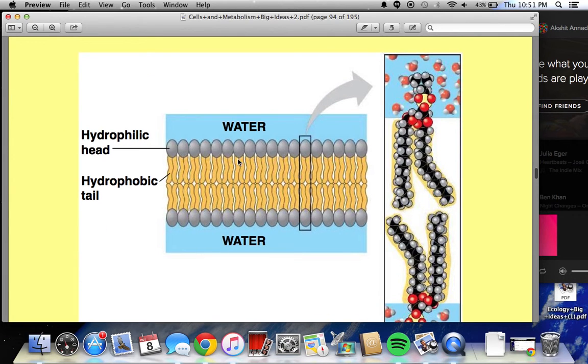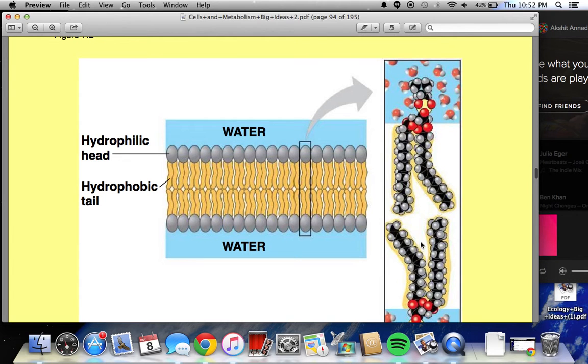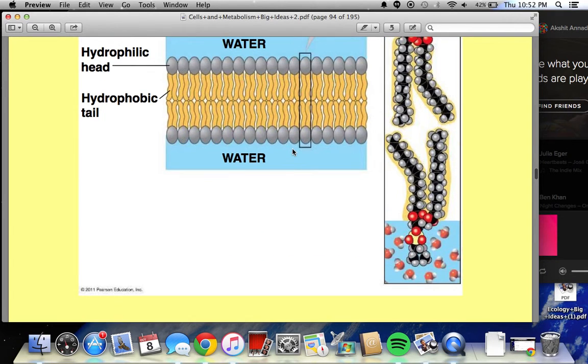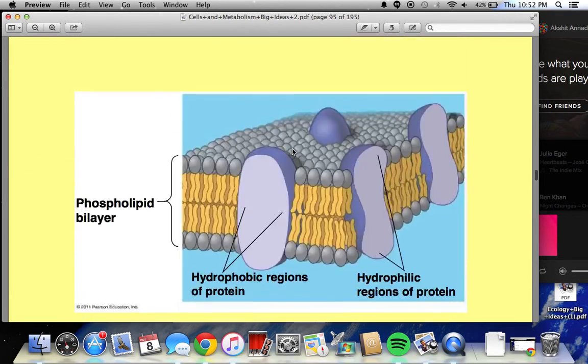And here's just the basic phospholipid bilayer. So the non-polar tails face the inside, but the polar heads face the outside because they're hydrophilic and water's on each end. So hydrophilic water. And here's just a zoomed image of one phospholipid bilayer segment.